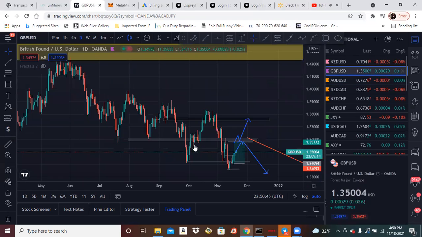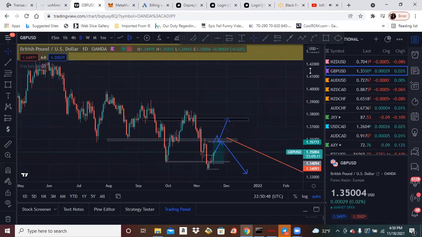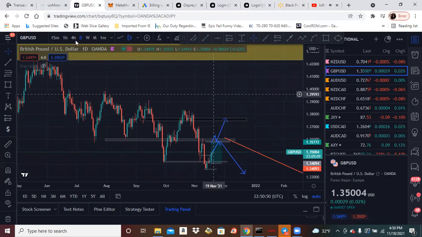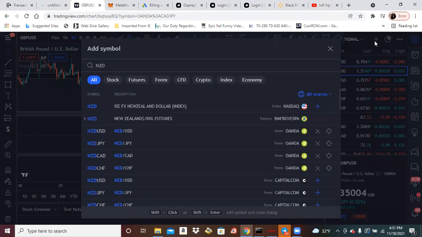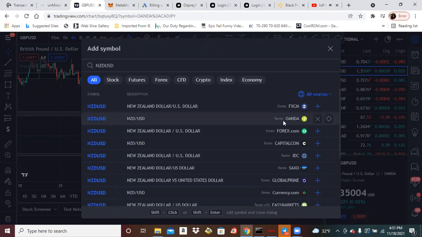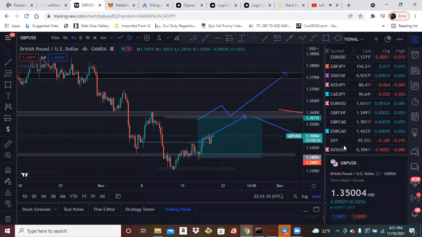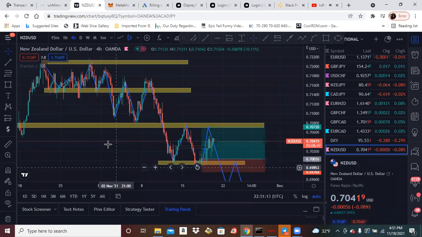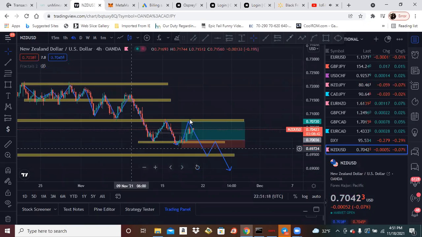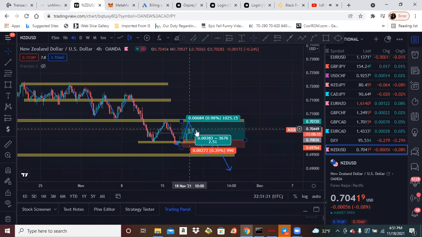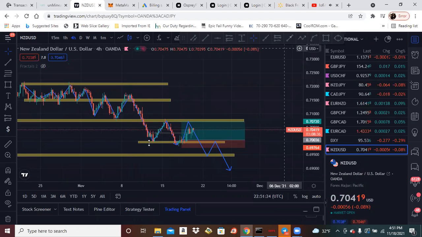GBP USD, we are still in. Don't mind those markings, I was thinking of something else. But we're still in. Stops are still at break even. Taking it back up here. NU, we're in NU too. Still in profit. Don't worry about those lines, I was just illustrating what the market does. So we're honestly with NU close to hitting TP, and we caught this move.